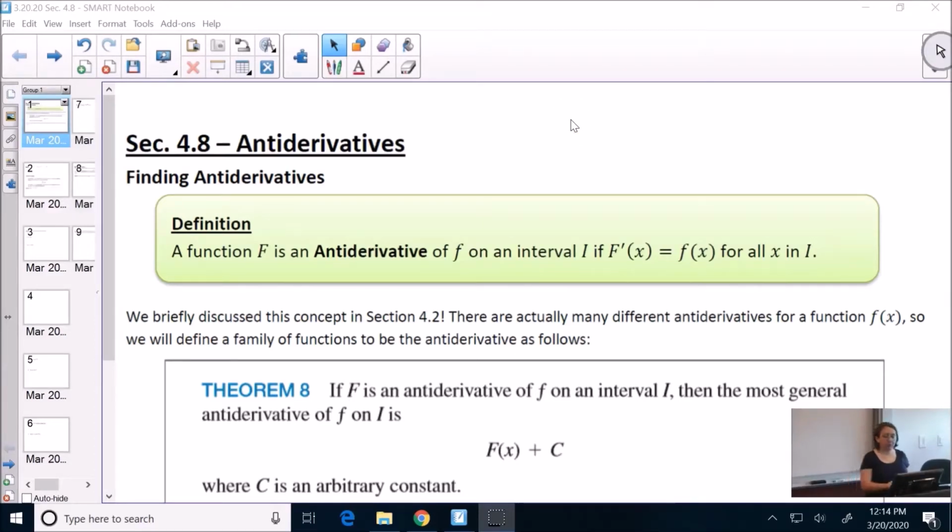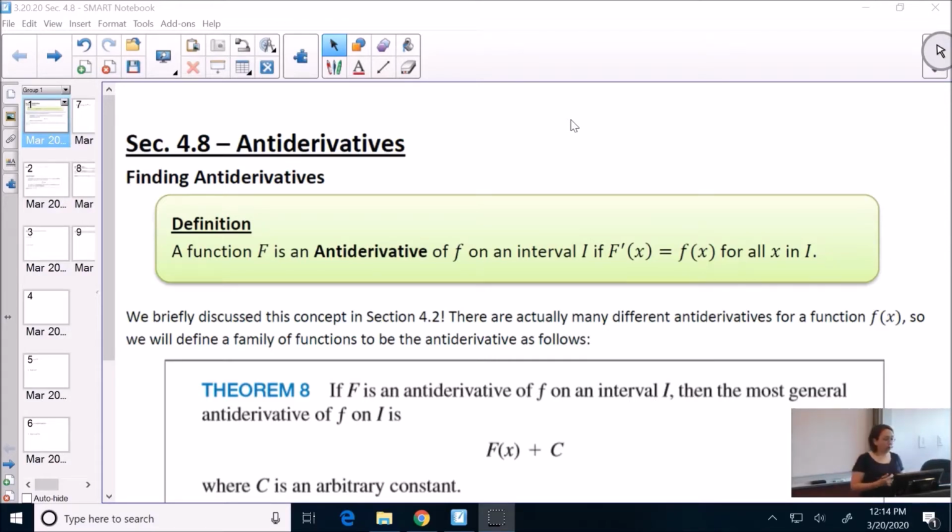So this video is going to be section 4.8. Now we've already kind of talked about this. We did some hand waving of it before we started test 3. It's antiderivatives. You might also know them as integrals. We're going to talk about the two pieces.